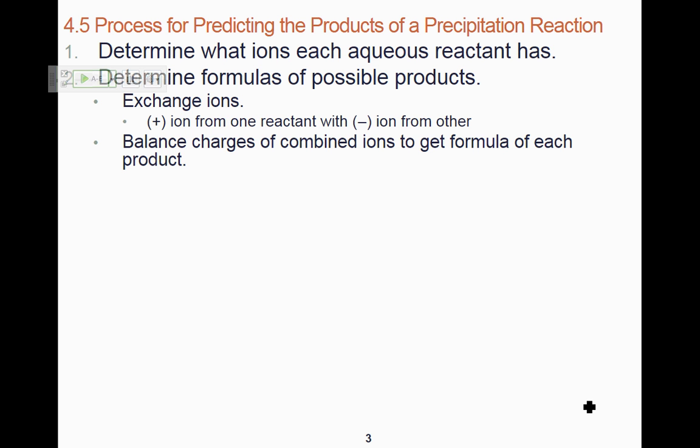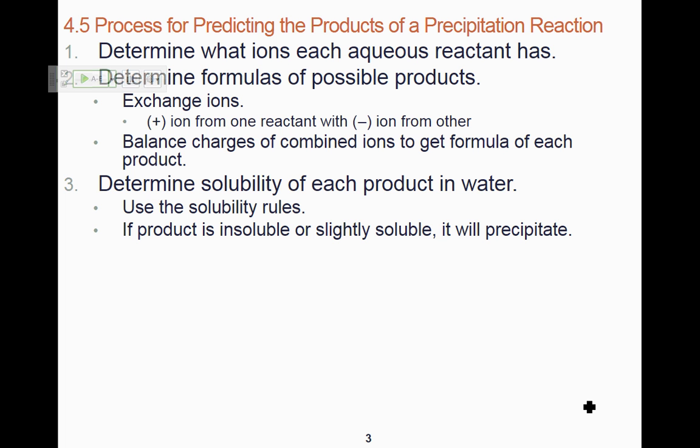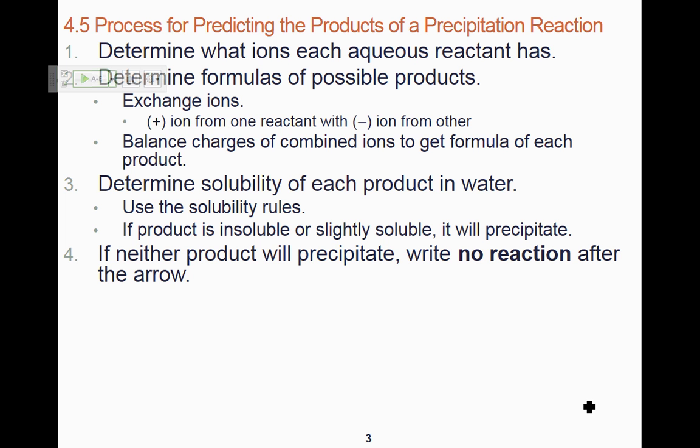Then we're going to balance the charges to get the formula for each product. Fairly straightforward. Now we have to determine, do these possible products form a precipitate? If they don't form a precipitate, then they're not going to form a product, because they're still just going to be ions floating around in solution. So if a possible product is insoluble or slightly soluble, it'll precipitate, and that'll be our product in our reaction. If neither product precipitates, we'll just write no reaction, because we won't actually get a chemical reaction.